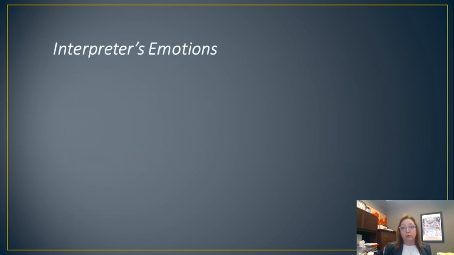And interpreters' emotions, we don't have them. Remember that? You don't have them. Yes, we do have them. I know that we have them. You're going to be sad, you're going to be mad, you're going to have all kinds of feelings and emotions, but you're never going to show them in court. You need to be professional. You need to keep those to yourself.